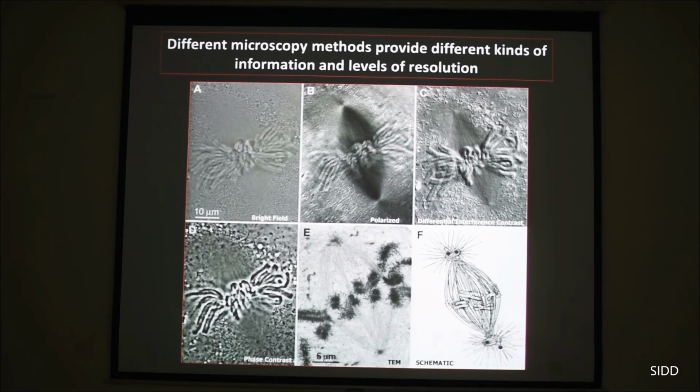The next is a DIC image. DIC image gives you a three-dimensional effect, a pseudo three-dimensional effect, because depending upon the degree of refraction and interference that it provides, it gives you some areas brighter, some areas shaded, and therefore you begin to feel that it is a three-dimensional image. Phase contrast lets you see more, objects are darker.